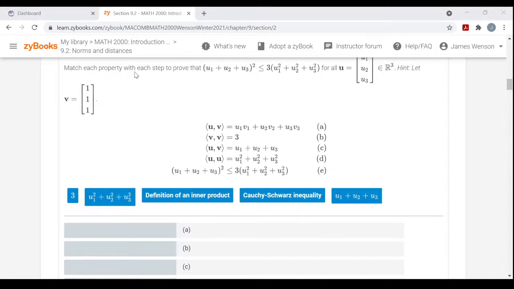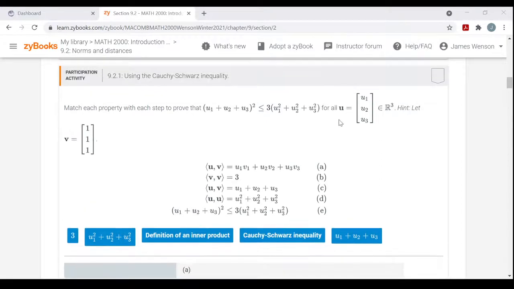So you see, match each property with each step to prove that u1 plus u2 plus u3, this quantity squared, is always less than or equal to 3 times the quantity u1 squared plus u2 squared plus u3 squared. And this is for any vector u in R3. So this is saying that for any vector in R3, the sum of the 3 components then squared will always be less than or equal to 3 times the sum of the squares of the components.